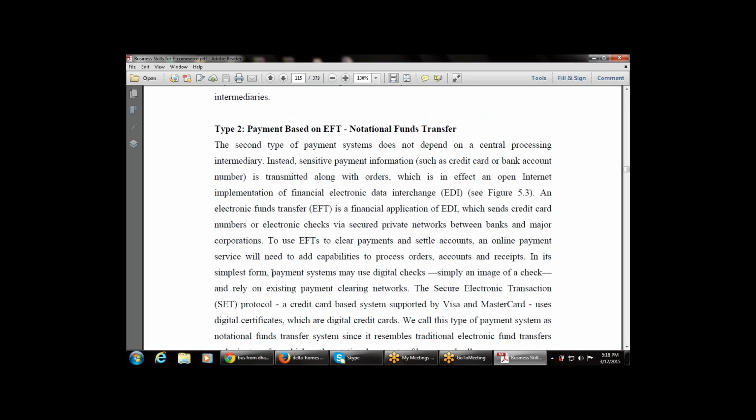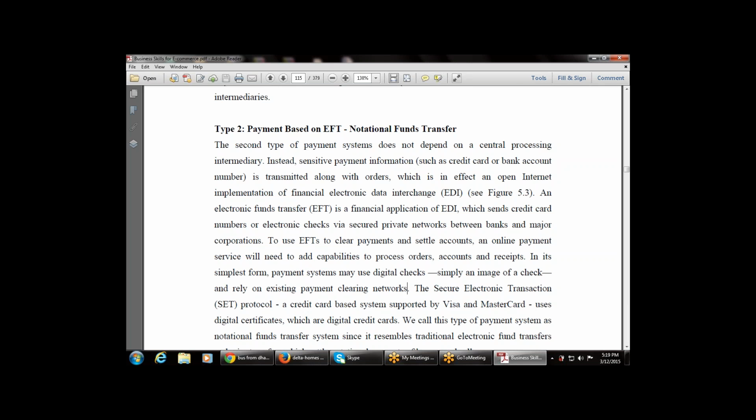In its simplest form, a payment system may use digital checks over the network, simply an image of a check, and rely on the existing payment clearing network. The secure electronic transaction, that is the SET protocol, is used for a credit card based system that is supported by Visa and MasterCard. So this SET protocol uses the credit card number, supported by Visa and MasterCard, and uses digital certificates, which are digital credit cards.